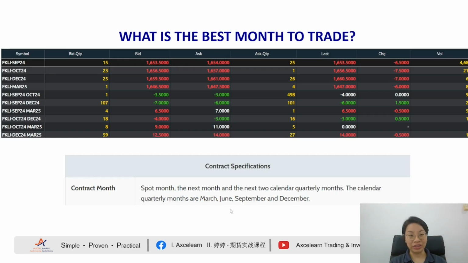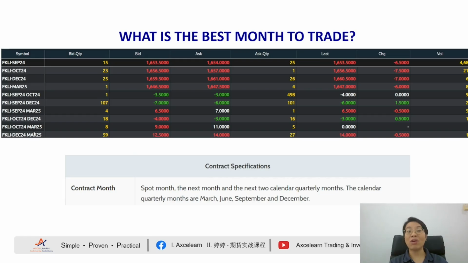Common understanding for us. So if you are going to trade FKLI, there are 4 contract months for you to trade: the spot month, the next month, and the next 2 calendar quarterly months. Right now is September, so the spot month will be September. The next month will be October. Then the next 2 calendar quarterly months: after October, the quarterly definitely will be December. Then next year, March. The remaining ones are all spread contracts, so I'm not going to discuss spreads in this particular topic.